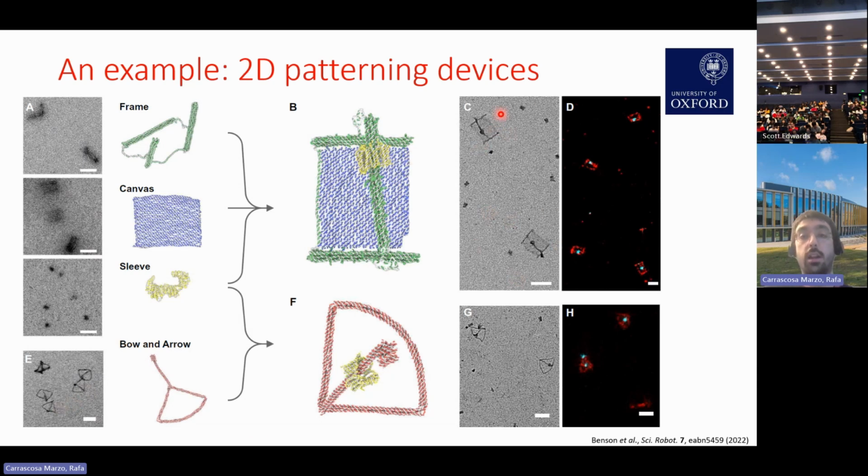So here you can clearly see this Cartesian device system in which you have the arms, in green, and then this black dot here would be the yellow bit, and then the lighter gray bit is the canvas underneath. And the same goes for the bow and arrow.